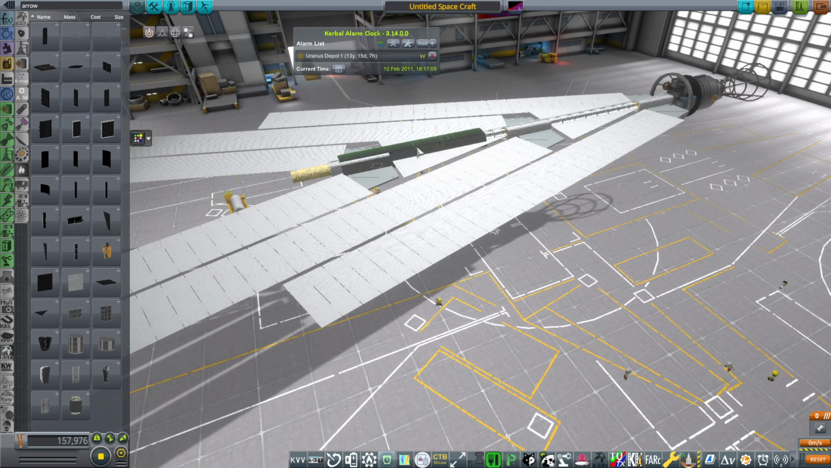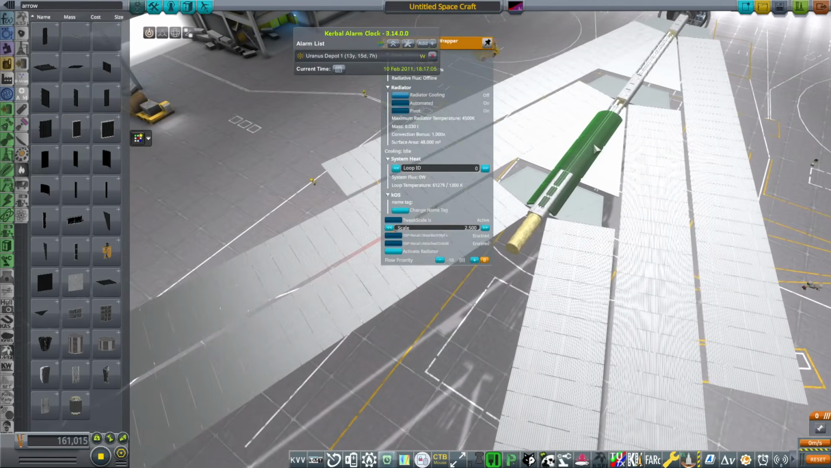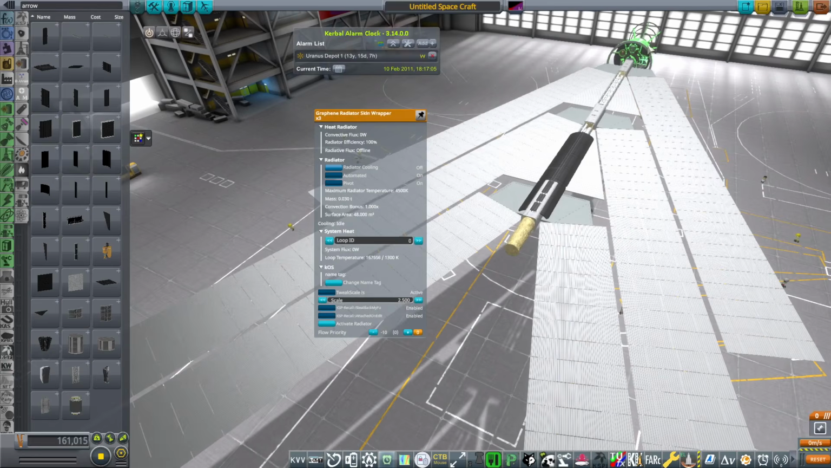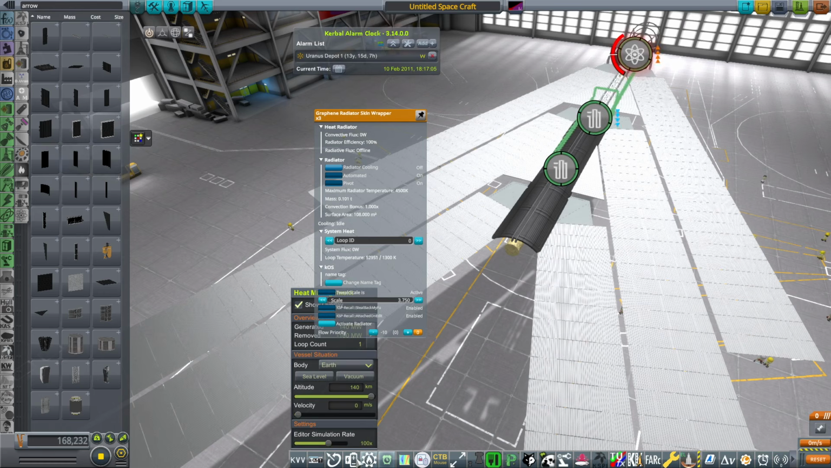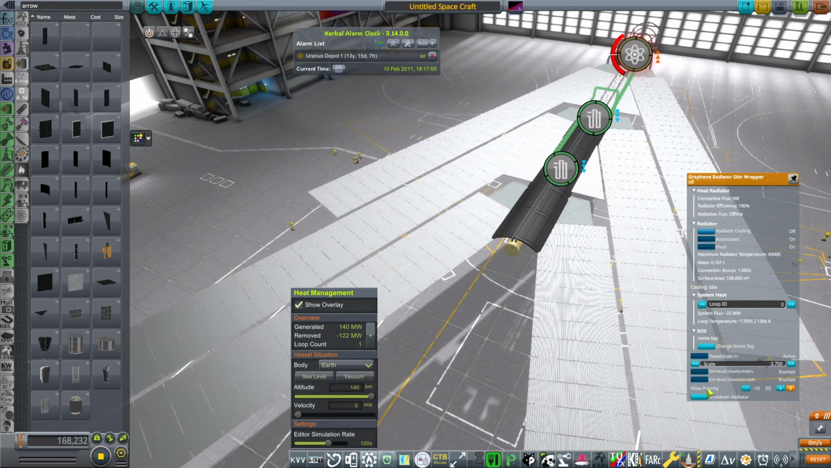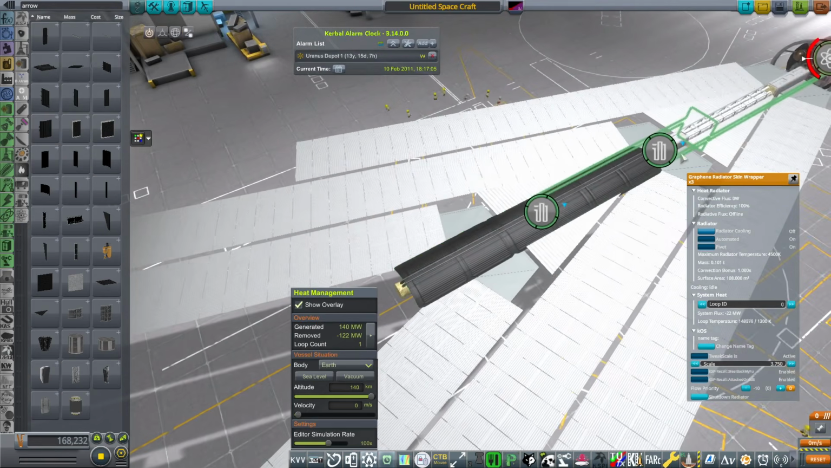So we have surface skin wrappers here. They did not used to be system heat compatible, and so they would be useless for that engine, but now they do have system heat on them, and we can scale them up. Still not quite keeping up, but we see, oh, I have to activate the radiator. We see 122 megawatts now, so that's 22 megawatts.